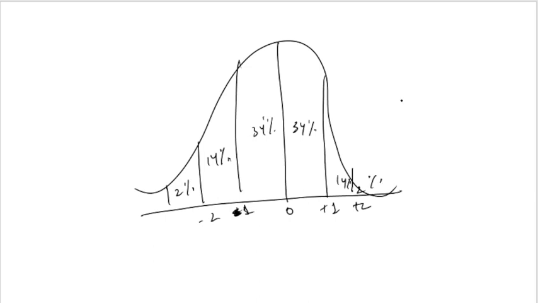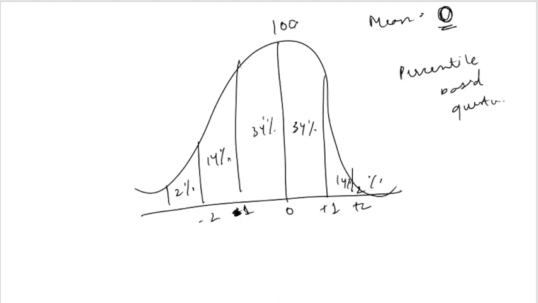Whenever you are asked about any percentile based questions, always refer to this. The mean would always have a standard deviation of 0. For example, if the mean is 100 and the standard deviation score is 15, this is used for IQ most of the time.